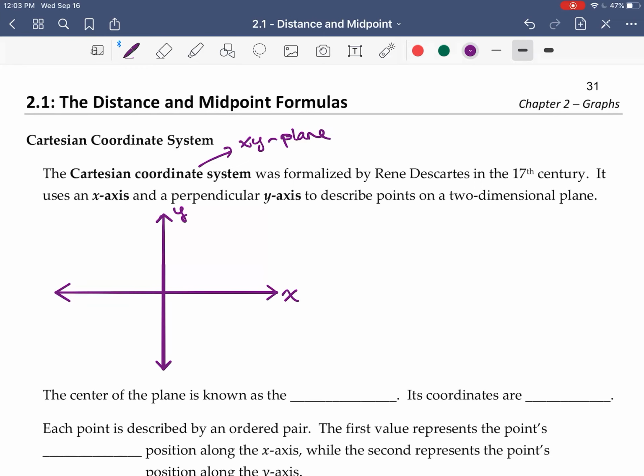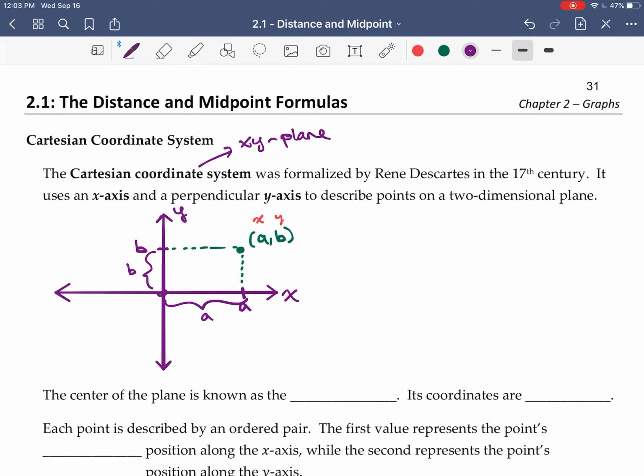And then if we have a point on here, so let's say here's my point, it's going to have coordinates, let's say A, B. What that means is it's always the x coordinate and then the y coordinate. So on the x-axis, we're at A, and on the y-axis, we would be at B. So this distance here is A, and this distance here is B.